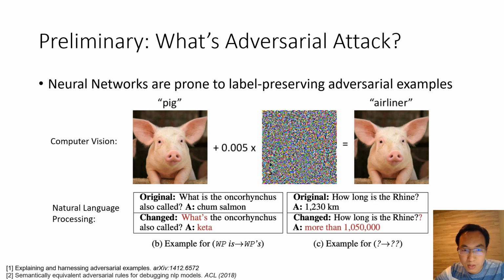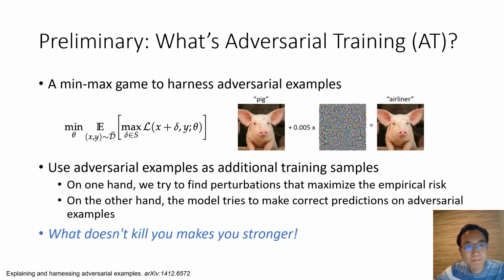For the NLP side, it's the same. Even if you make some minor changes to your input question, your answer can be totally different, which is not desired. So what is adversarial training? It's basically how we can utilize these adversarial examples as additional training data. So the high-level spirit is like, what doesn't kill you makes you stronger. On one hand, we try to find the perturbations that maximize the empirical risk. And on the other hand, the model tries to make correct predictions on adversarial examples. So as shown in this equation, it's a minimax game.